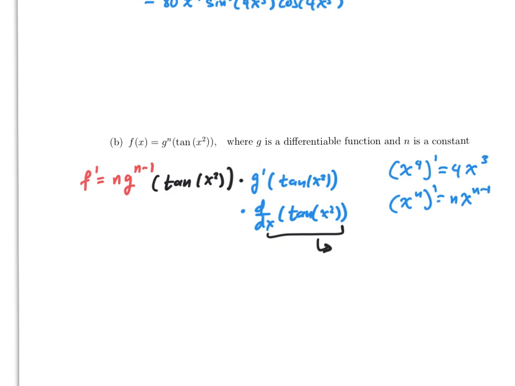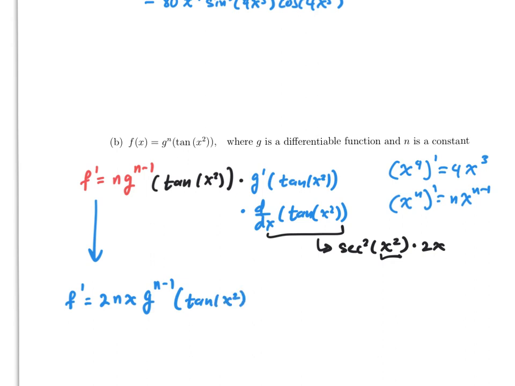The derivative of tangent, remember, is secant squared of x squared times, you have to use the chain rule one more time, the derivative inside, which is 2x. So therefore, you simplify everything. From here, you will have the f prime. It will be 2nx times g to the n minus 1 power evaluated at tangent of x squared times g prime evaluated at tangent of x squared, and finally times secant squared but evaluated at x squared.